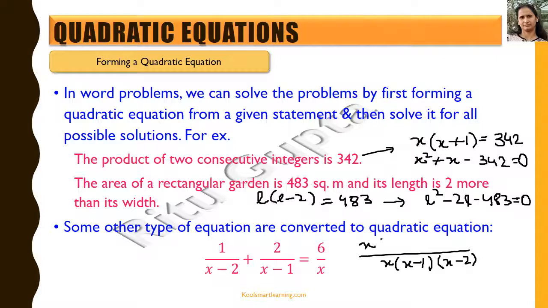and we make it as x into x minus 1 plus 2x into x minus 2 is equal to 6 into x minus 1 into x minus 2. And then this denominator is for the whole of this equation. So this can be removed, and then we can say that this becomes a quadratic equation.